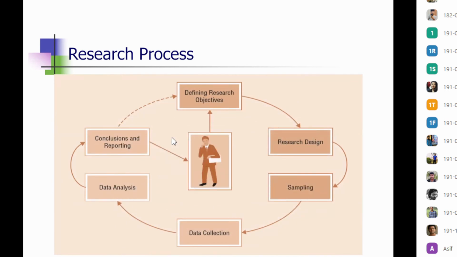This is a chart. The chart shows the research process cycle. First, defining the research objective, and then you should go to research design, and then sampling and population design, then fieldwork and data collection, then data analysis, and finally conclusion and reporting. So this is the research process cycle, and you have to proceed following this cycle.